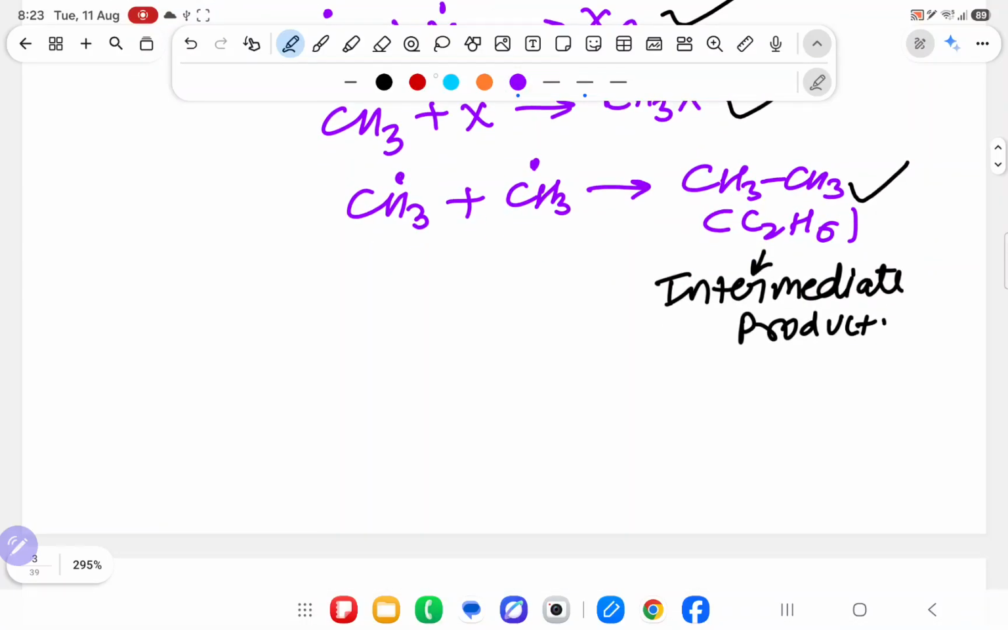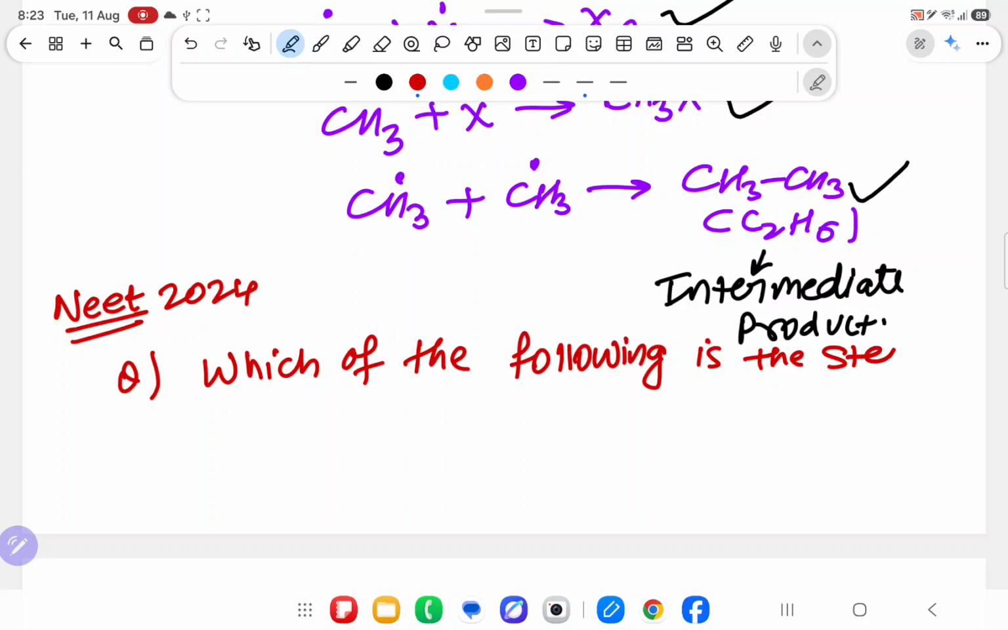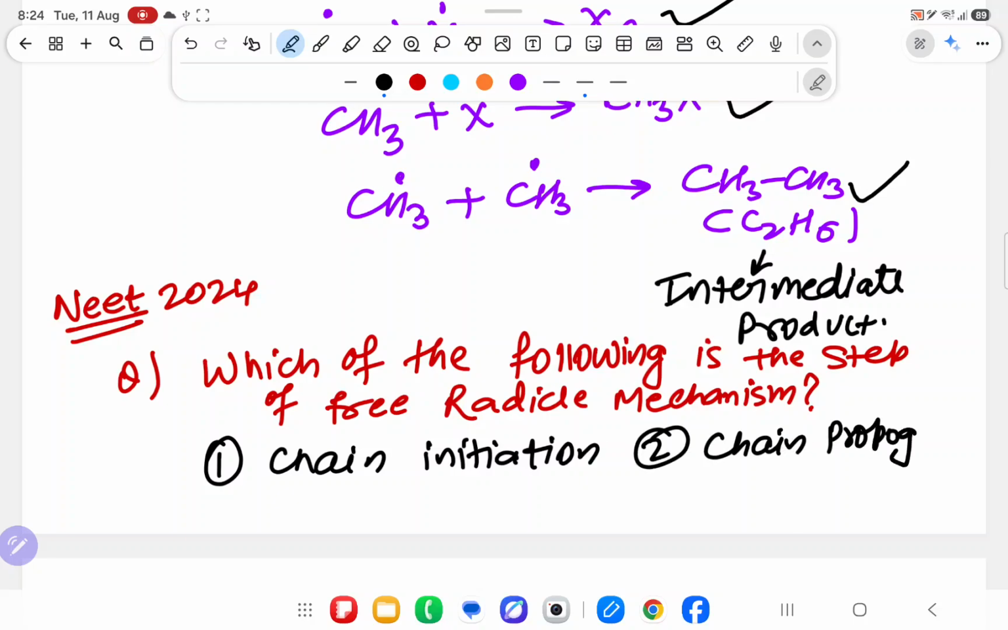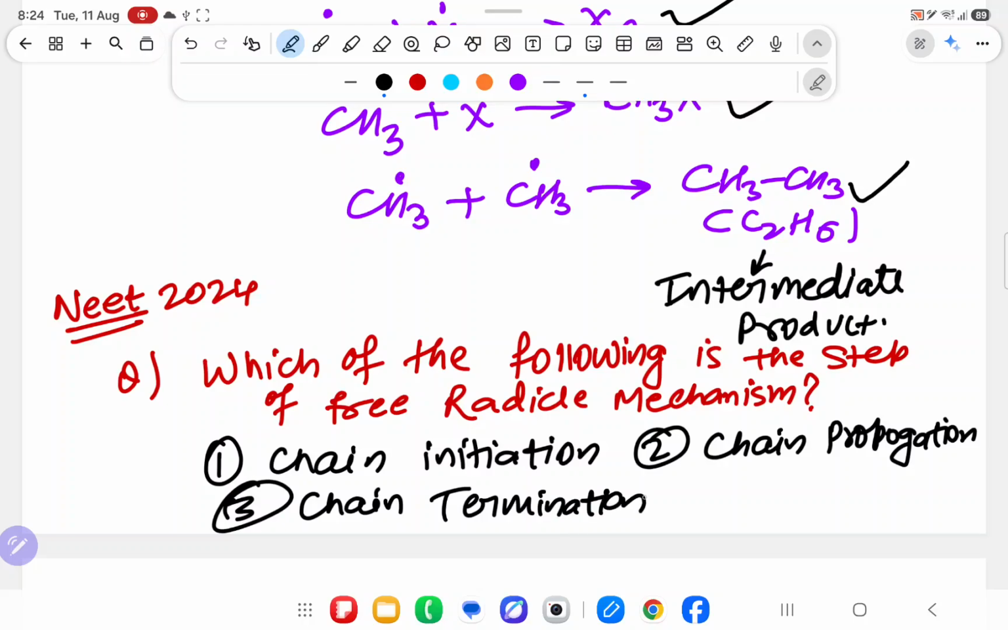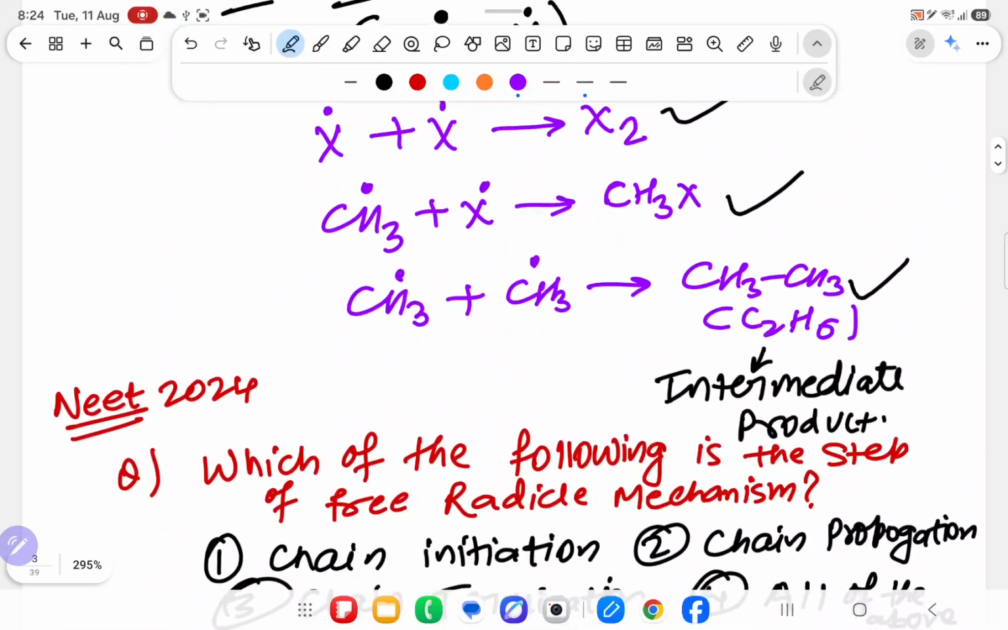Now on this basis, two types of questions will come. One question was asked in NEET 2024: which of the following is a step of the free radical mechanism? First option, chain initiation. Second option, chain propagation. Third option, chain termination. Fourth option, all of the above. Which option will you take? Sir, we have just seen chain initiation, chain propagation and chain termination. All three steps are steps of the free radical mechanism.